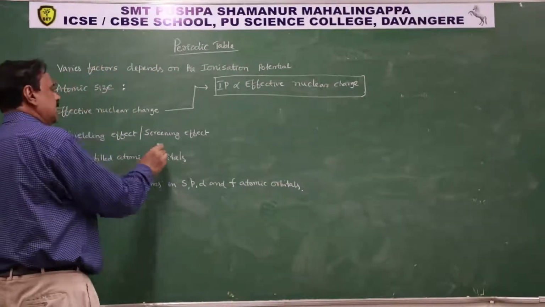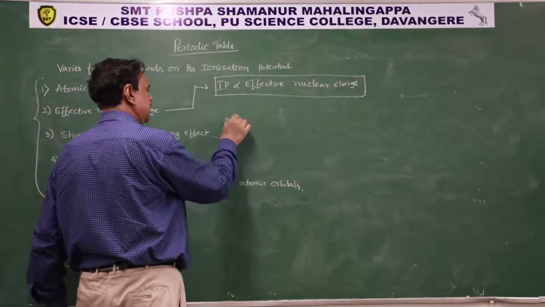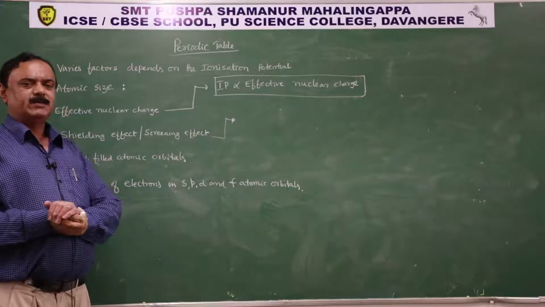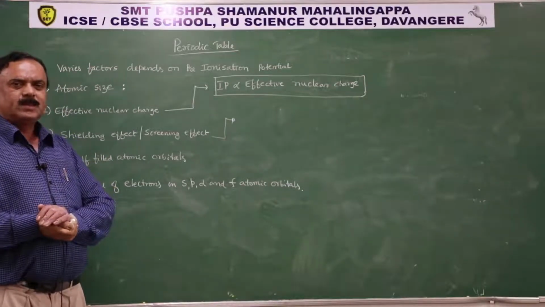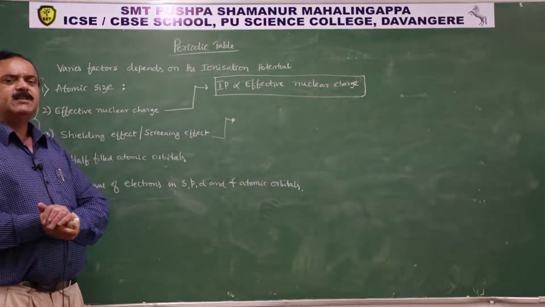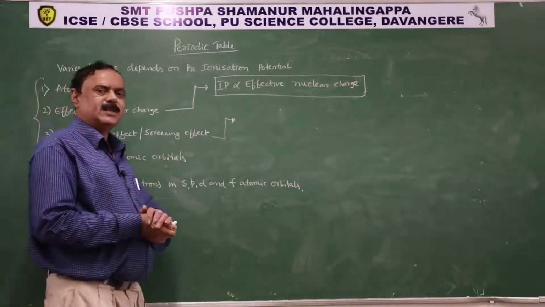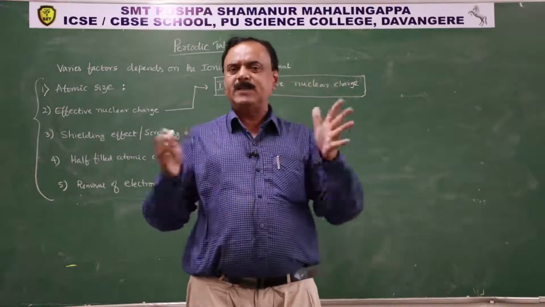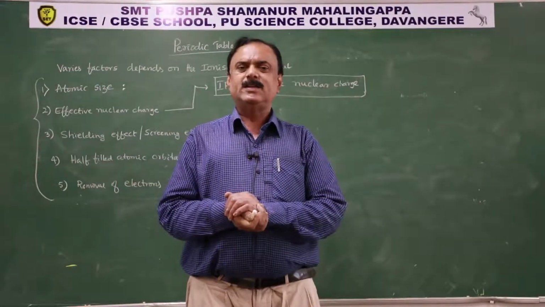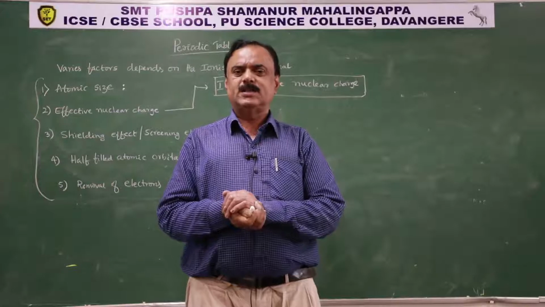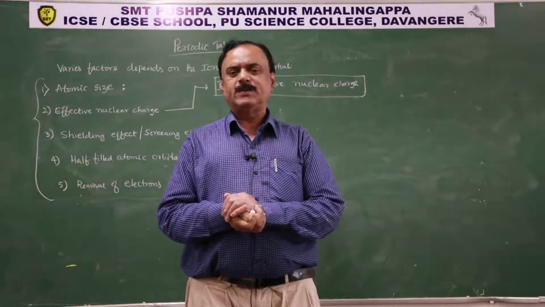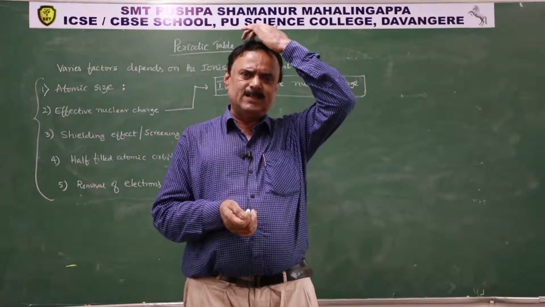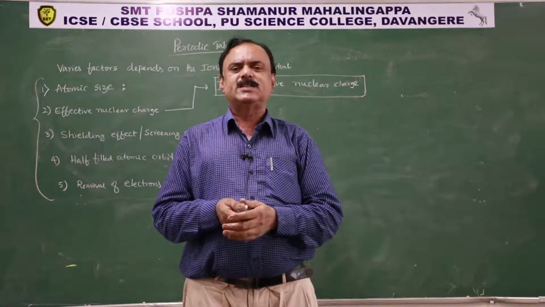Now, next one is the shielding effect or screening effect. If more inner atomic orbital electrons are there, then the higher energy level electron does not experience the same attractive force from the nucleus. As the number of inner shells increases, the shielding effect gradually increases down the group.